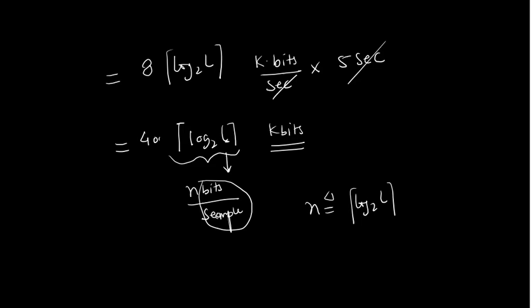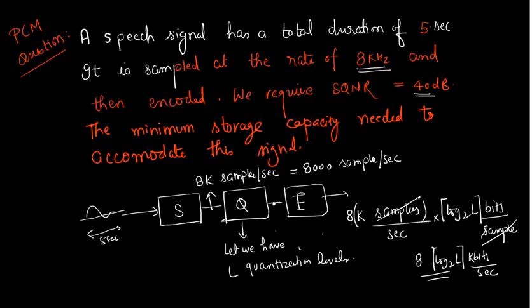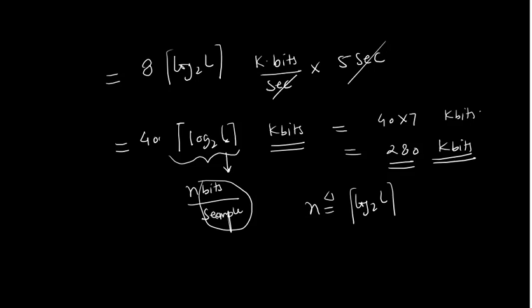So now we can put this value as 7 kilobits. So how much storage is needed? 280 kilobits. Or you can convert it to kilobytes, but at least this much capacity is needed if you want to store an audio signal of only this much duration. If you increase the duration, of course, the capacity needed will be more.